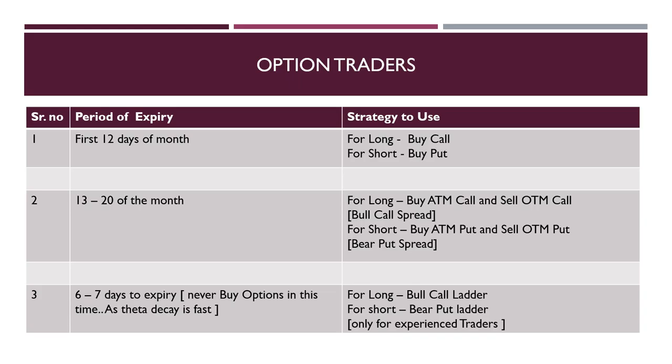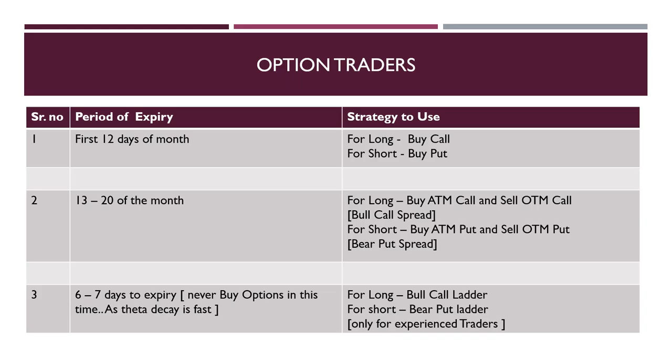Now what is a bull call spread? You buy an ATM call and you sell an OTM call. That way you reduce your cost. And for a bearish trade, I buy an ATM put and sell an OTM put. So that is a bear put spread. That way I'm reducing my loss.